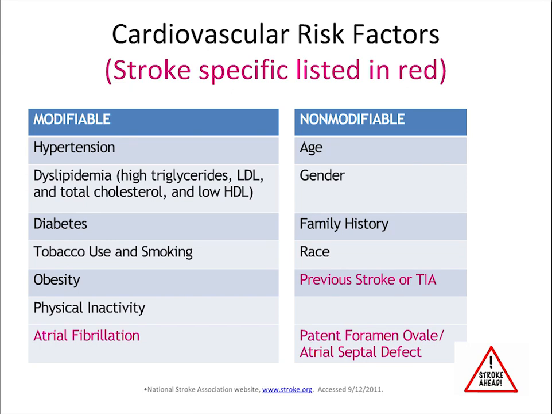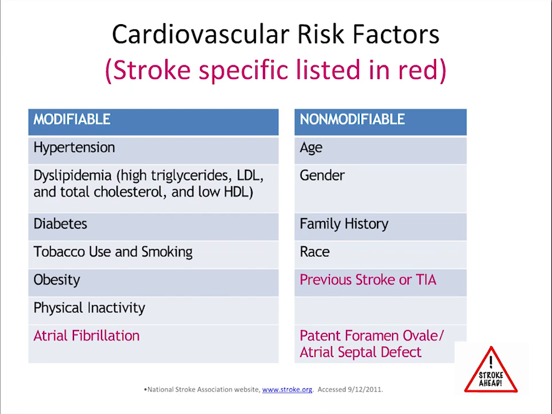Individuals should know their cholesterol levels, LDL, HDL, triglycerides, and total cholesterol. Ideally, the level of bad cholesterol should be below 100 milligrams per deciliter. Individuals should know their likelihood of getting diabetes and have a hemoglobin A1C level of less than 7%.